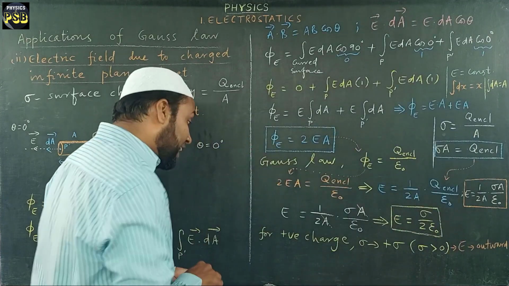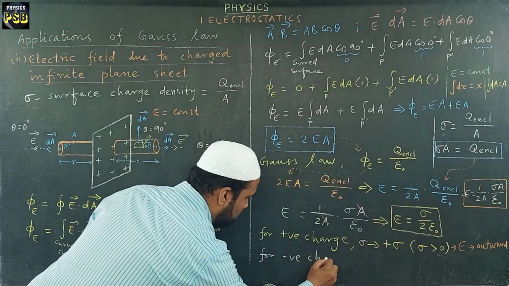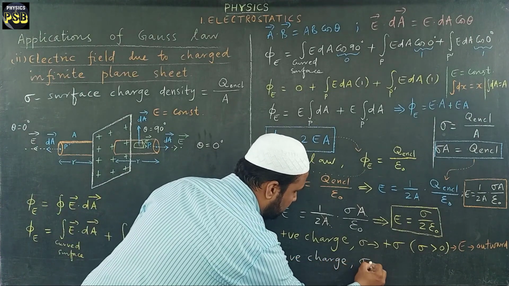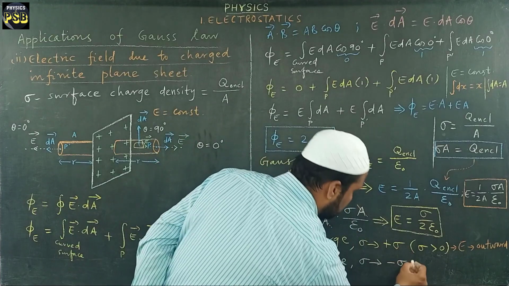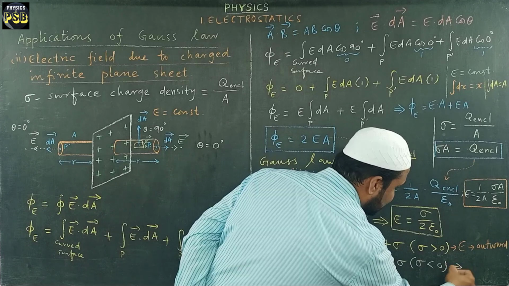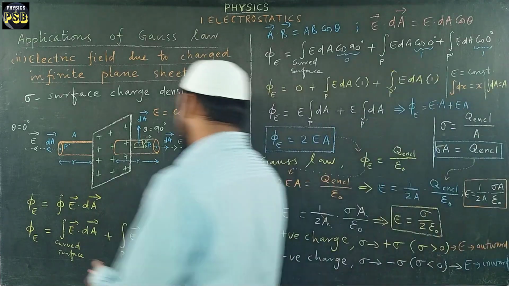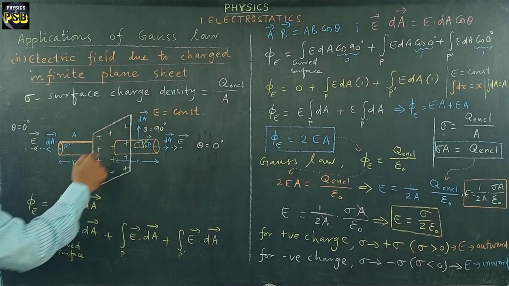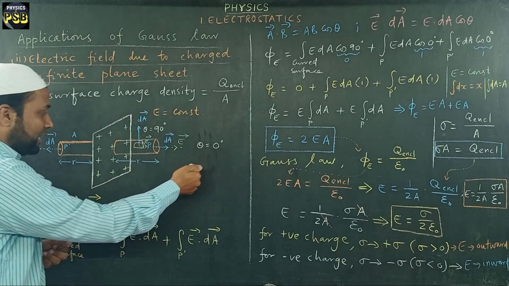Right? And for negative charge, sigma takes the value as minus sigma, and here sigma is lesser than 0. So in this case, E acts inward. So if the charge sheet is provided with a negative charge, then the electric field will be acting towards it.